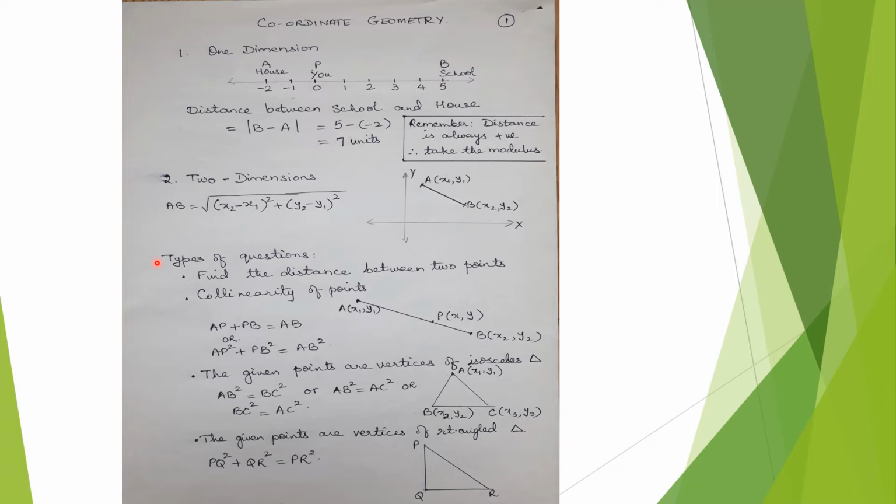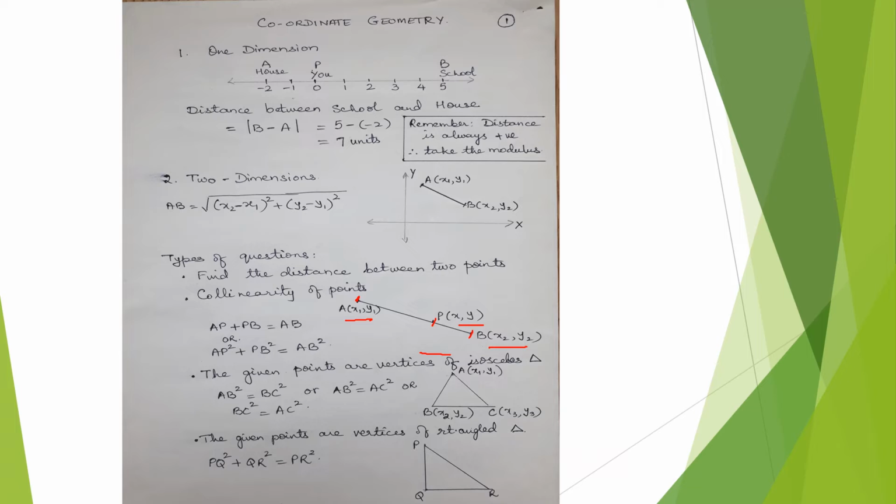Now let's see what types of questions we come across with the simple formula of distance. The first one is to find the distance between 2 points. There's no need for any explanation beyond that. The next one is you are given 3 points and you have to find out whether the 3 points are collinear. Collinear points means that they are in the same straight line. In order to do that, these are the 3 points A, B and P: A with x1, y1, B with x2, y2 and P with x, y.